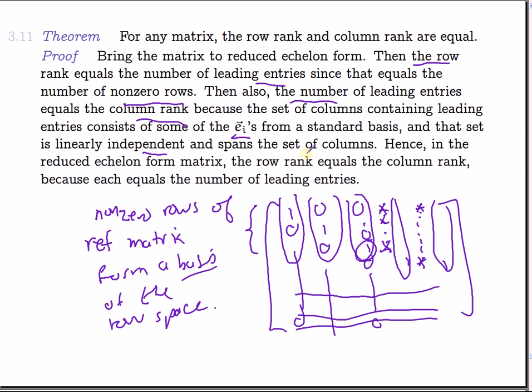So in the reduced echelon form matrix, the row rank is equal to the column rank because each is equal to the number of leading entries. All right, so there you have it. The reduced echelon form of the matrix shows in a simple way columns that span the column space and also rows that span the row space.